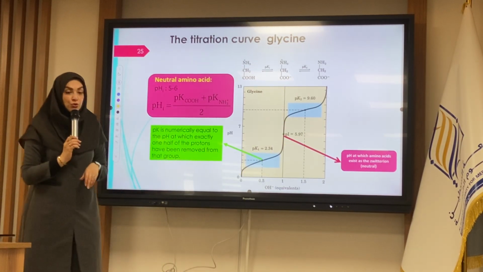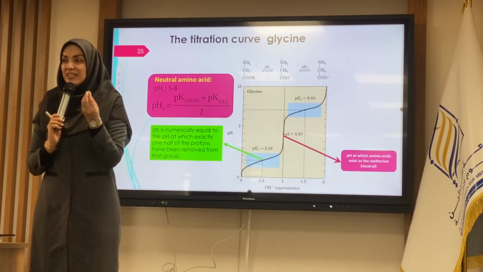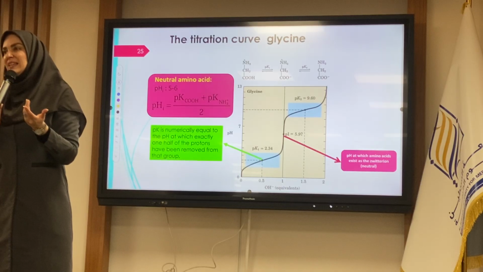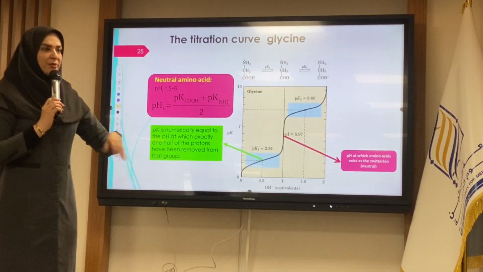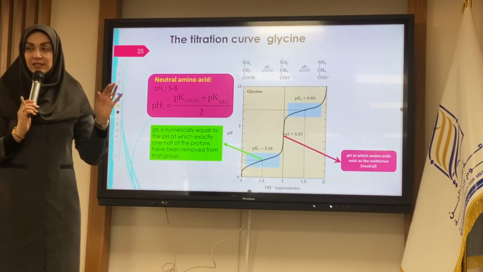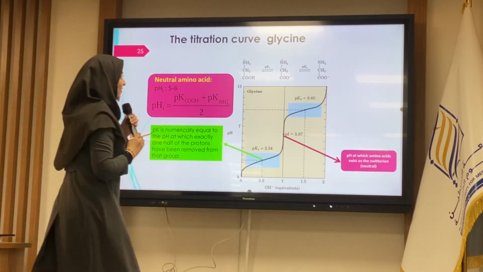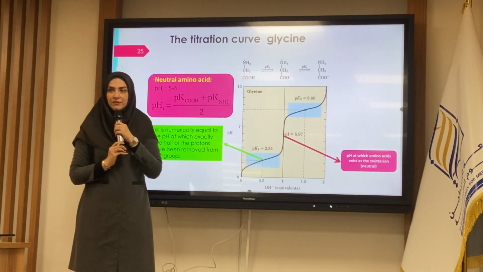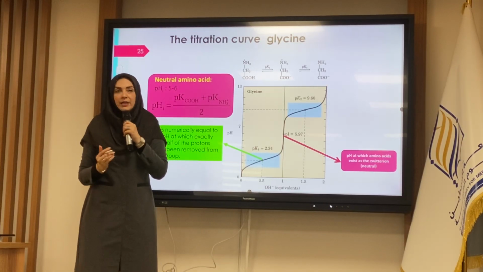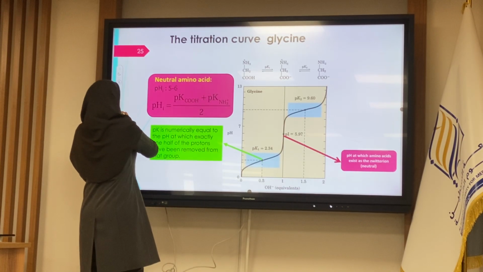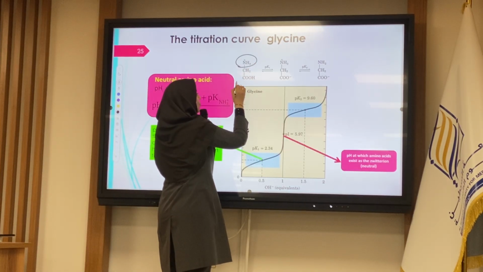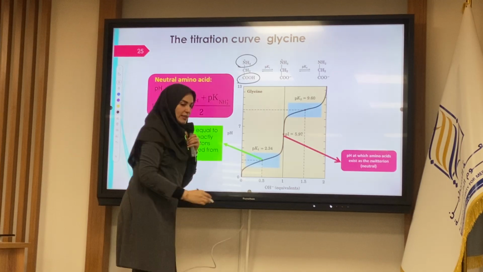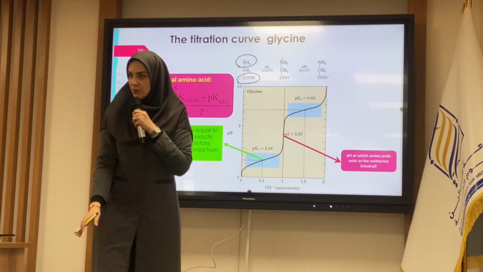So, at first, what is the point here? You should know that whenever you have a neutral amino acid, yani glycine, serine, threonine, all kinds of these amino acids, they have two steps in their titration curve. Okay? Why? Because they have only two ionizable groups. For each ionizable group, one step. Do you know some step?